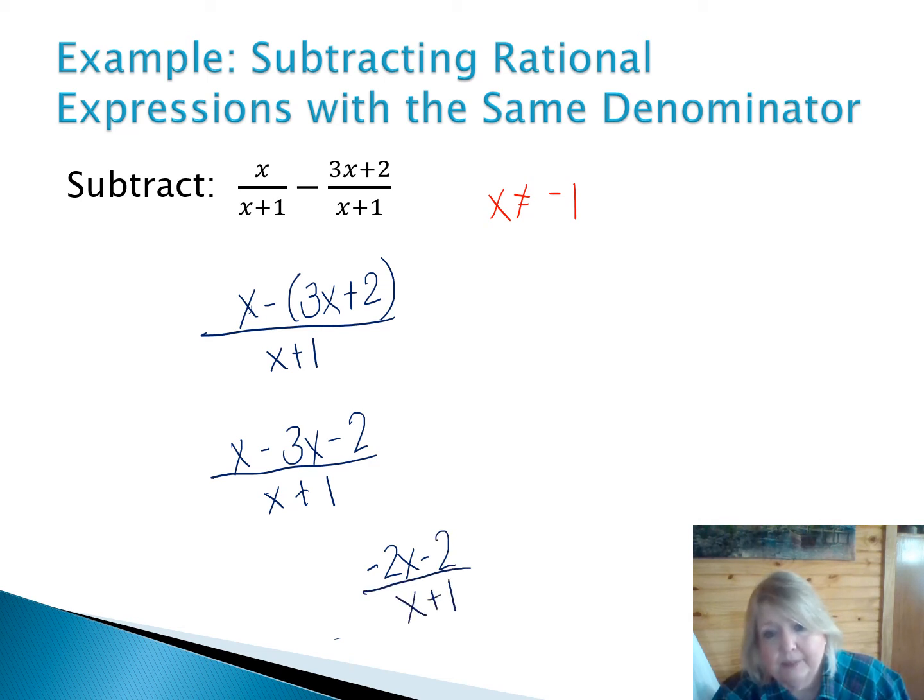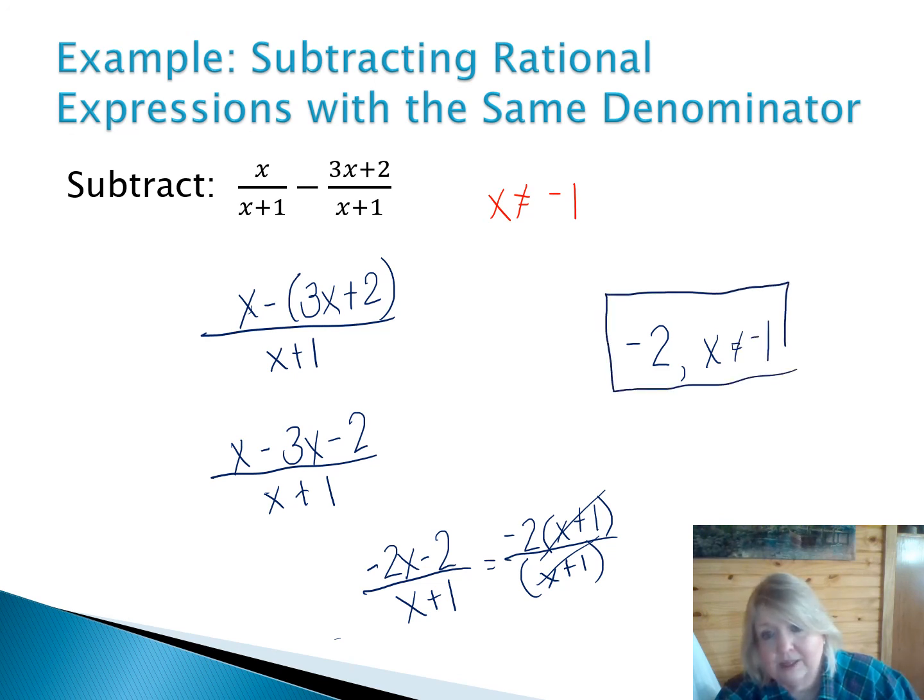Here's the problem. Some students may want to leave it like this, but I need to check and see if I can simplify. So I'm going to factor out a negative 2. That leaves me with x plus 1 over x plus 1. Stick that in parentheses, and you can see that those parentheses make a 1. So my answer is just negative 2, provided that x is not negative 1. If x is negative 1, I do not have a simplified form.